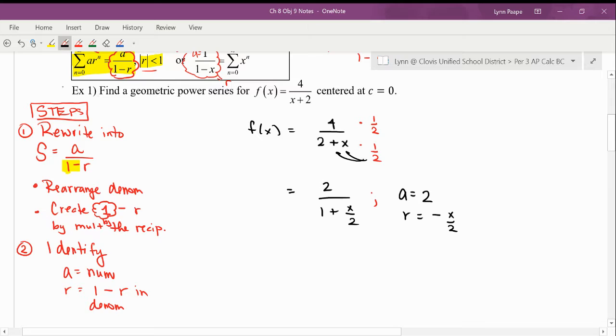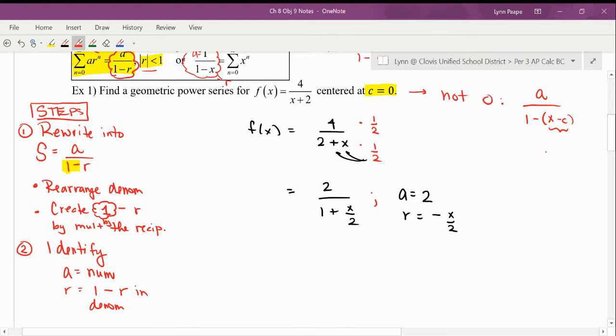And then one thing I forgot to mention, I just realized, was this whole idea of the center at 0. So if it is something other than 0, we would have to do a lot more work, right? So if it's not 0, then when we set this up, it'll be a over 1 minus, and then you should have some sort of x minus c piece here, right? So you would have to do some extra work to create that. And we'll see that in an example momentarily.